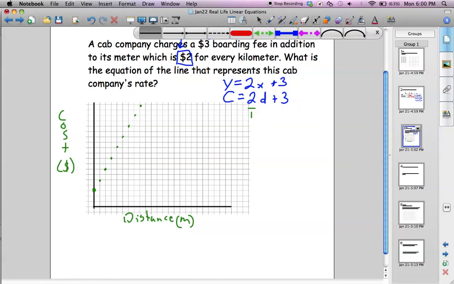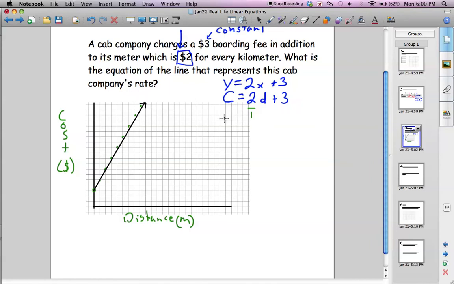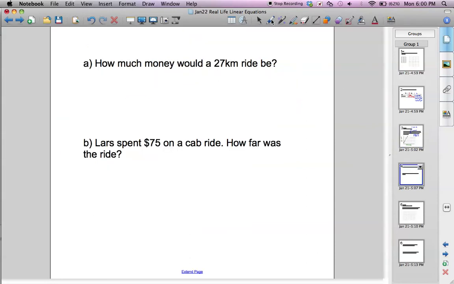Let's connect the dots. And there we go. We have the line representing this relationship. It's a positive slope because the price is always increasing, and it has a starting value of $3 down there. So that's how you graph it, and there are a couple of follow-up questions here.